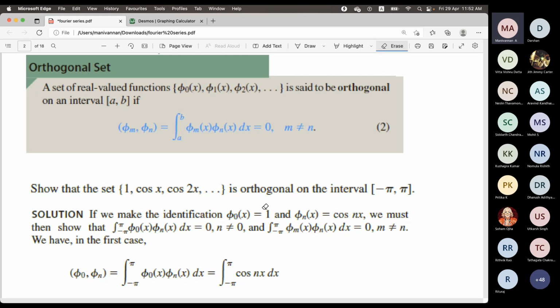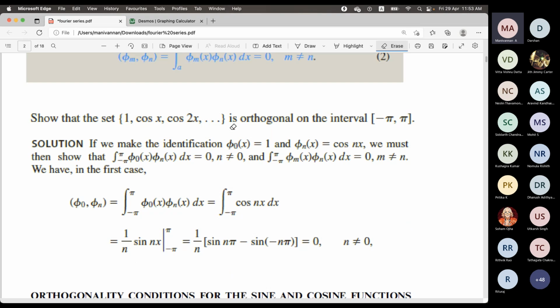An orthogonal set means the functions phi naught, phi 1, phi 2, which means x square, x cube, like that, some functions that we put here. When m and n are not the same, meaning two different functions, and we take every pair of functions and integrate over the interval a comma b, then the set of all these functions is called an orthogonal set.